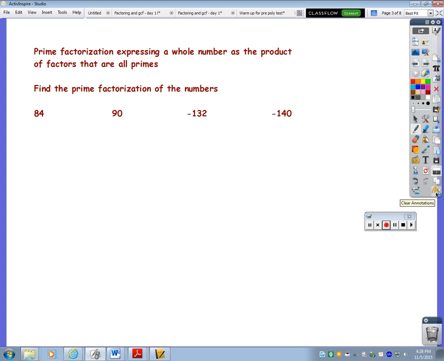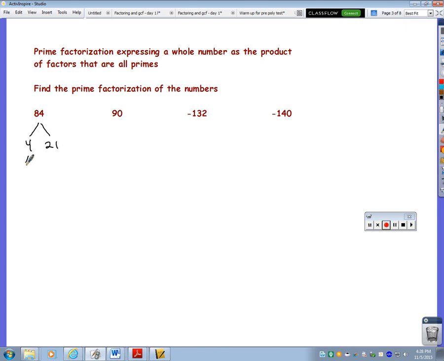Prime factorization means expressing a whole number as the product of factors that are all primes. To find the prime factorization of these numbers, you can use either method of factoring. So this is 4 times 21, 2, 2, 3, 7. So the prime factors of 84 are 2 times 2 times 3 times 7.